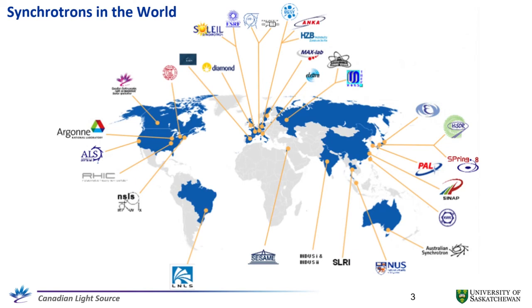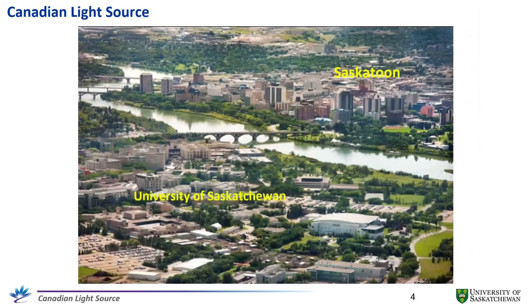According to lightsource.org, there are about 50 synchrotrons and free electron lasers in the world, and this is a map of where they are. They are either national or multinational facilities, because constructing and operating a synchrotron is very, very expensive.